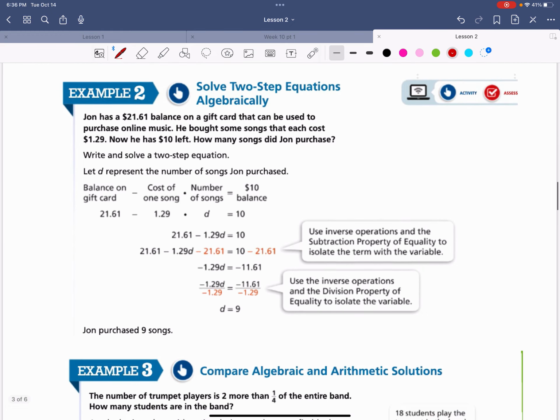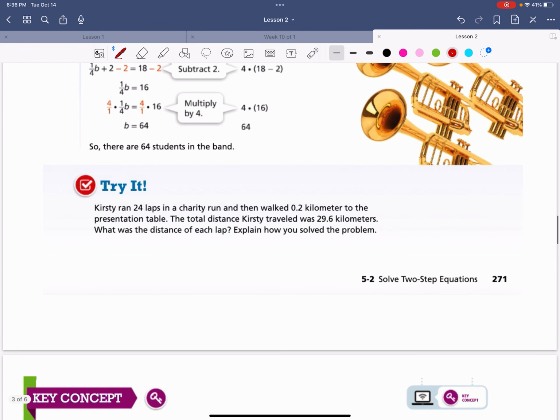All right, moving right along to the bottom of 271. It says, Christy ran 24 laps in a charity run and then walked 0.2 kilometers to the presentation table. The total distance she traveled was 29.6 kilometers. What is the distance of each lap? Explain how we solved the problem.